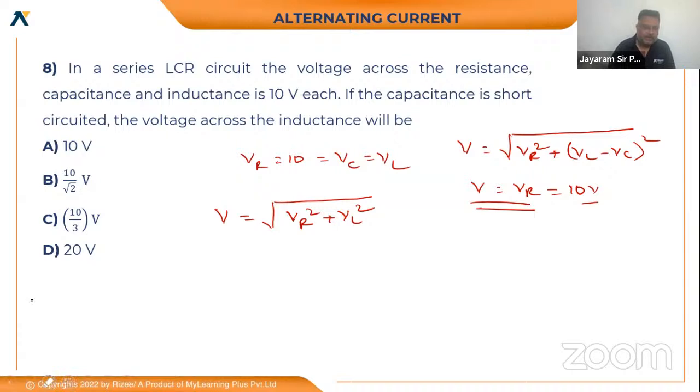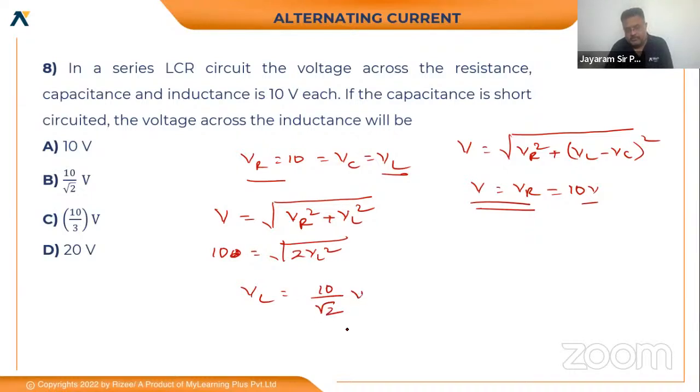Okay, let me substitute the values here. Total input is going to be 10 square, that is 100, is equal to VR square plus VL square. VR and VL are going to be the same. It is 2 into VL square. And from this one, VL is equal to 10 by root 2 volts. This is your situation.